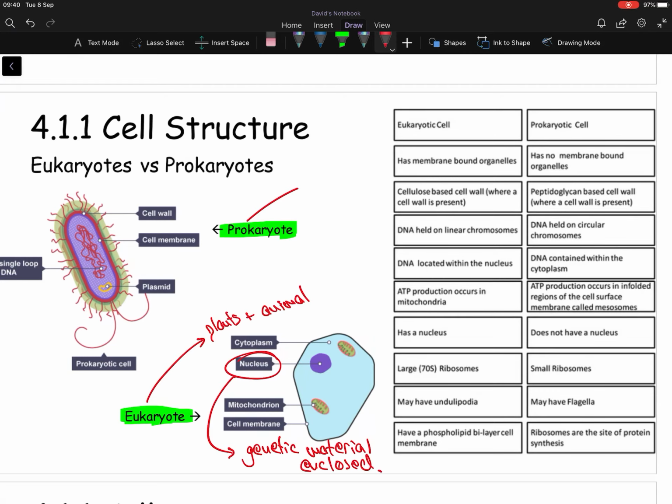Whereas with prokaryotic cells, we're often referring to bacterial cells. And they, importantly, have no membrane-bound organelles. So these are organelles that are contained within a membrane.